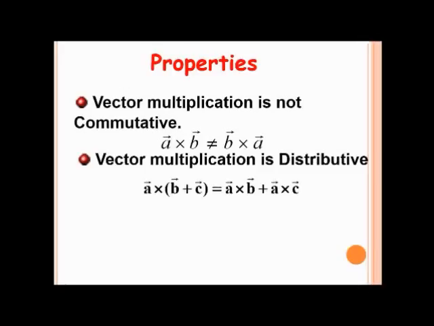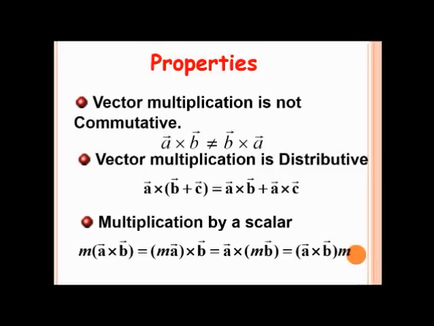Vector multiplication is rather distributive, and that distributive form you can write in this one, that is A cross (B plus C) will be A cross B plus A cross C. Now if you want to multiply this A cross B with some scalar, then you can simply multiply it. Let in this case a scalar is taken, that is M, then it will be M into (A cross B), which is equal to (M A) cross B, or you can directly write it as A cross (B M).